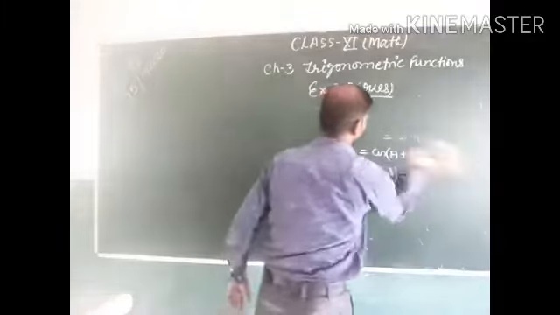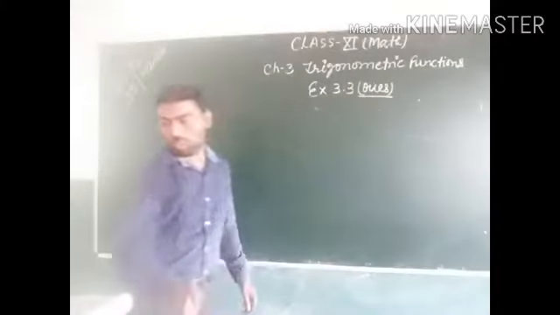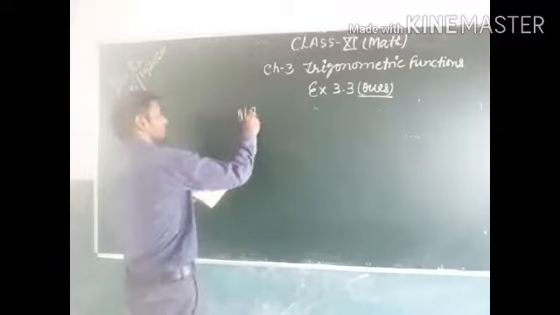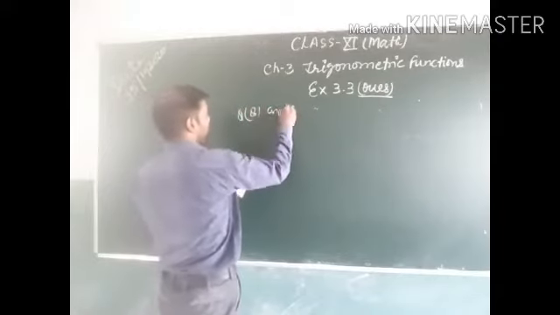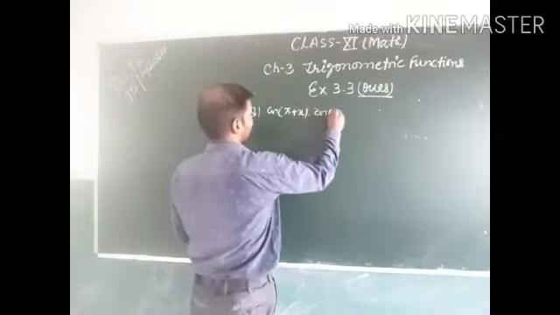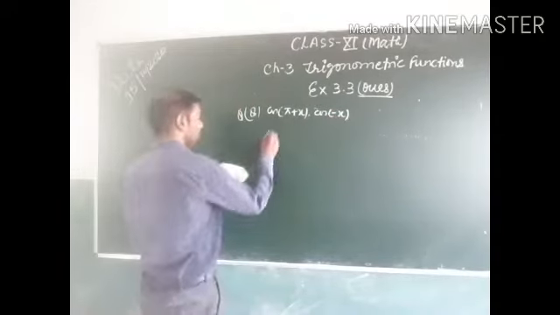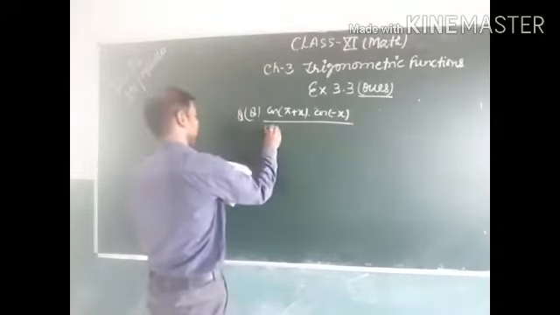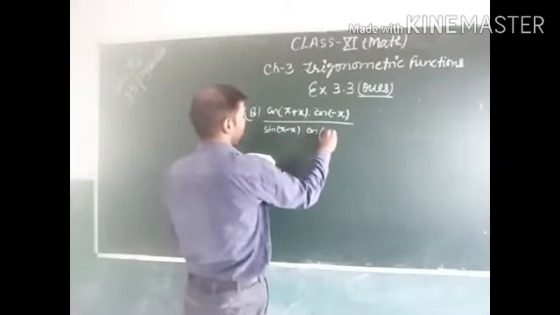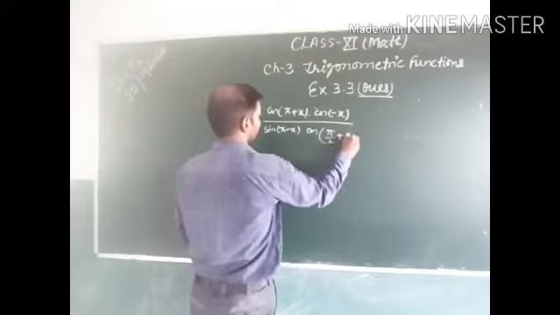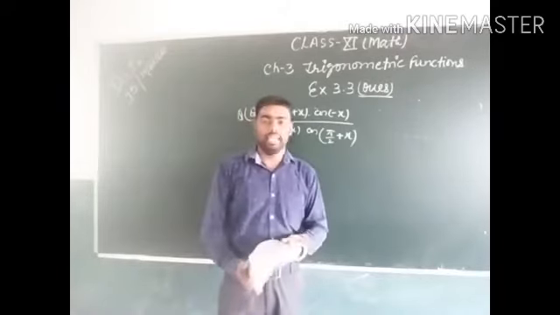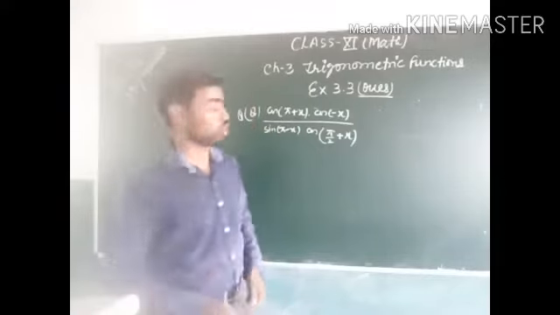Question number 8 is cos pi plus x into cos minus x upon sin pi minus x into cos pi by 2 plus x. This question is related to the trigonometric ratios of allied angles.